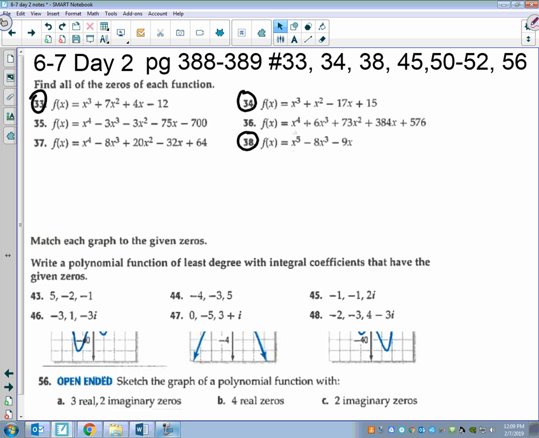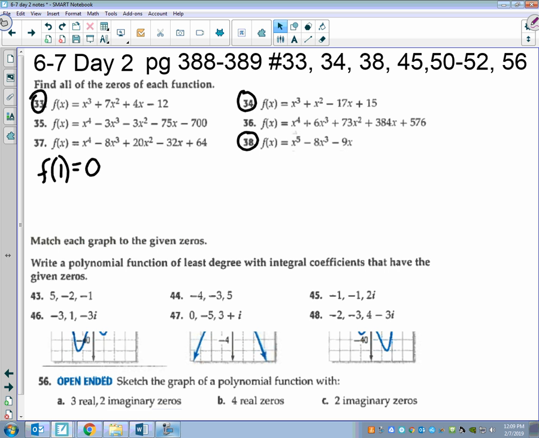We also could just start randomly guessing if you want to see what happens there. And remember, if it's going to be a 0, it means when you plug in the number, you get 0. So if I just jump in here and I start checking numbers, I always start with 1 in hopes that it works. And I can just type that on my calculator to see what I get. And 1 plus 7 is 8. 8 plus 4 is 12. And 12 minus 12 is 0.